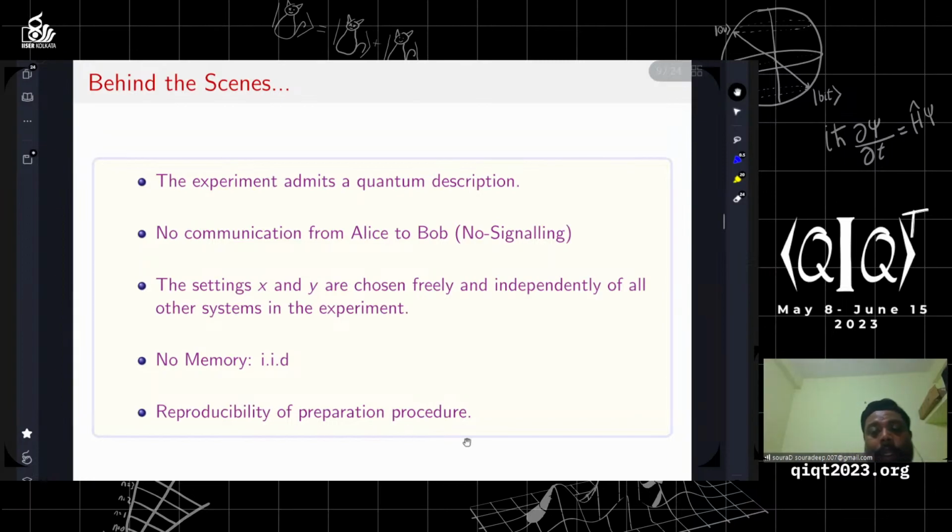And another important assumption is reproducibility of the preparation procedure. That means at each run of the experiment, the source prepares the same state for both Alice and Bob, so that the collected statistics is valid.